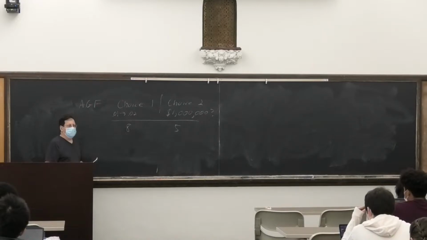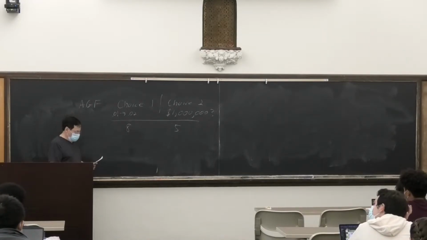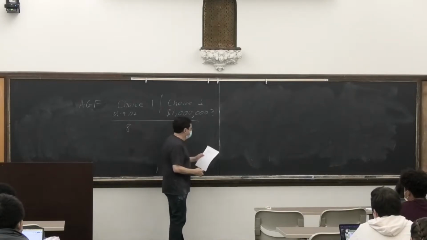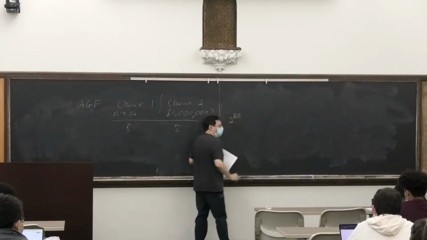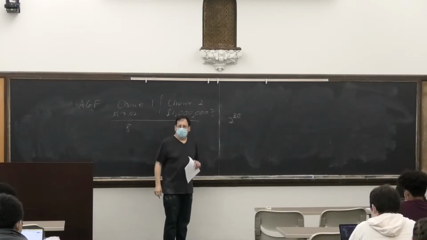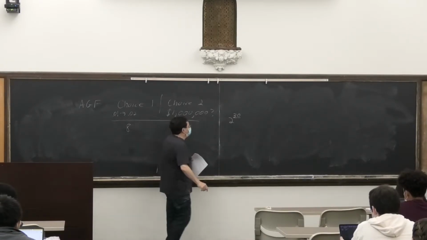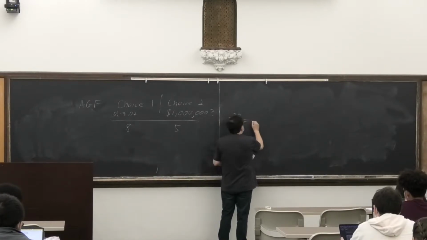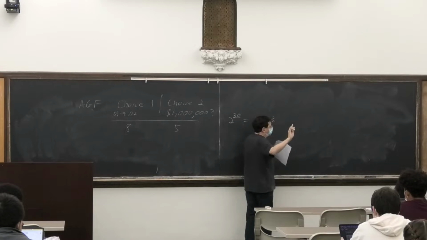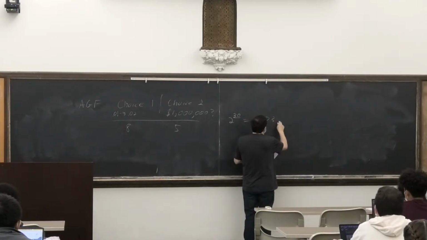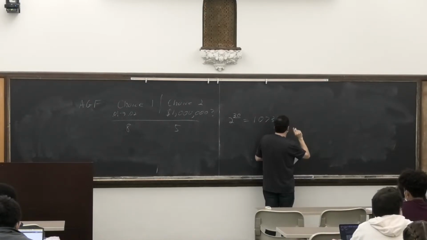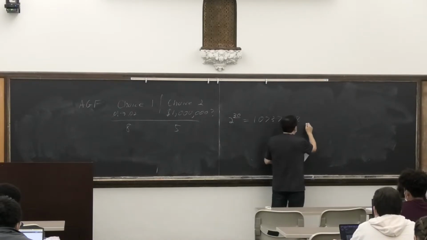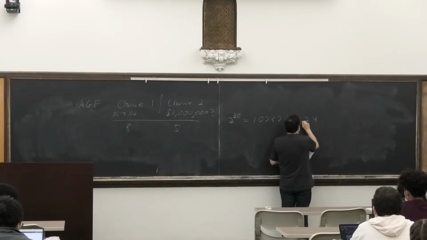Do you have a calculator here? Could you type in 2 to the 30? I didn't mention you have to work 7 days a week at these companies. Tell me what number you get. 107,374, just slowly. Sorry. 1073741824. That's it.